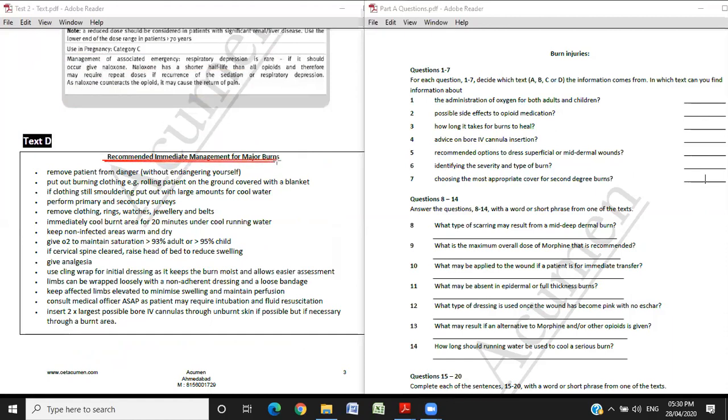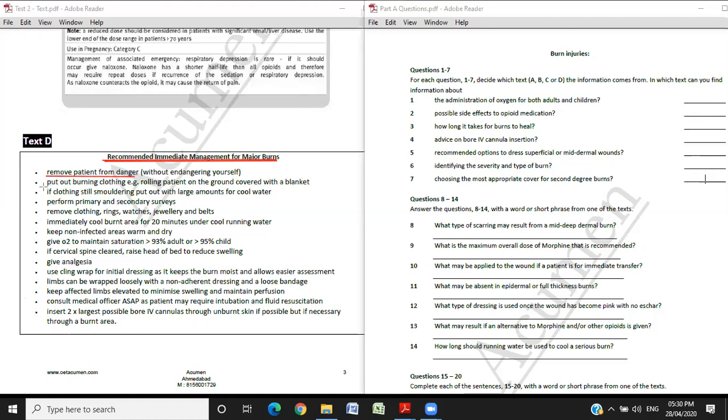Text A also talked about burns management, but it only talked about minor burns and dressing, whereas here it is major burns. Again, they are all bullet points in the same range. That means they are all about immediate management. Again, we read the first three words.